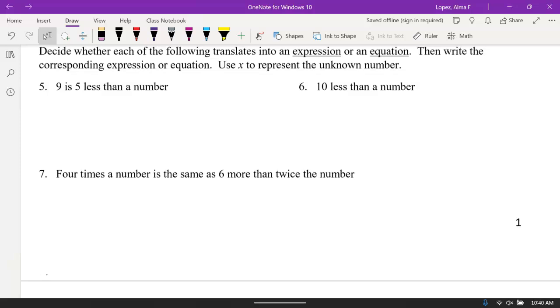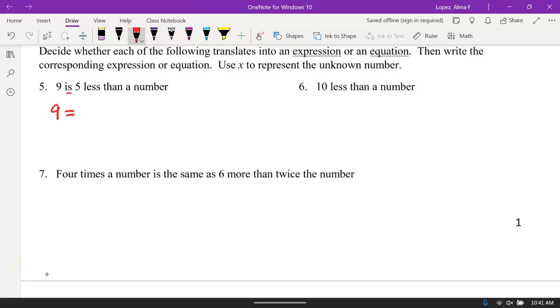Decide whether each of the following translates into an expression or an equation, and then write the corresponding expression or equation. Remember, an expression is just a way to describe something. An equation will actually have an equal sign in it. So it'll have the word equals, is, the same as, results in, words like that. And that implies the equal sign, and that would make it an equation. Let's look at the first one. 9 is, there's an equal sign.